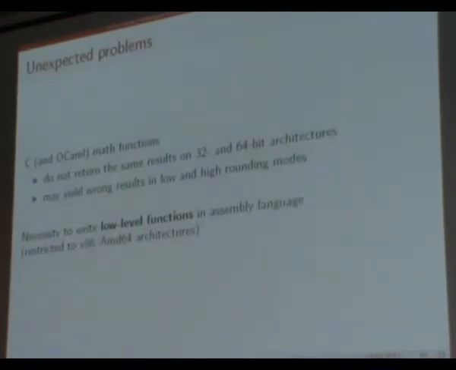And to give you a few details now, when starting to implement the library, we quickly realized that mathematical functions in both C and OCaml languages do not return the same results on 32-bit and 64-bit architectures. This obviously may lead to wrong results in low rounding mode and high rounding mode. So we had to rewrite these functions in assembly language.